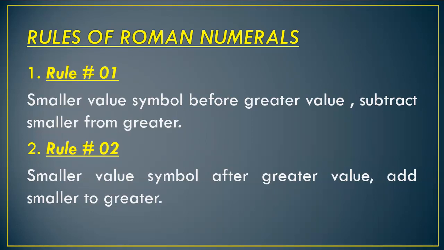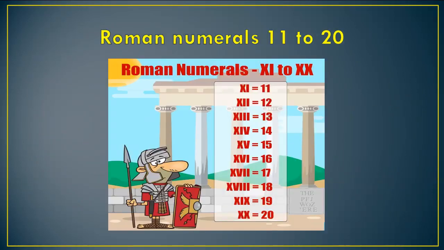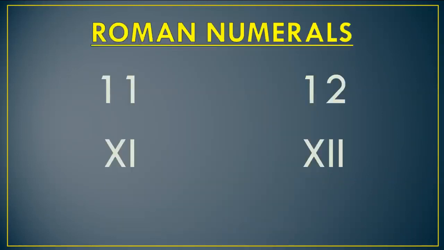Well, we are going to discuss the 11 to 20 Roman numerals. So first of all, we have 11. How did Romans represent 11? Well, they represented 11 as XI. So what will be the next one? How did they write 12? They wrote 12 as XII.